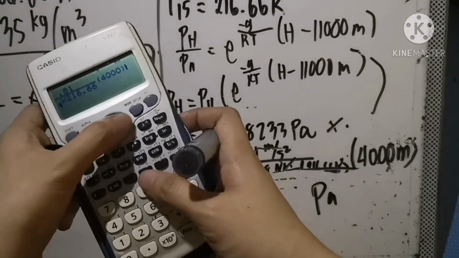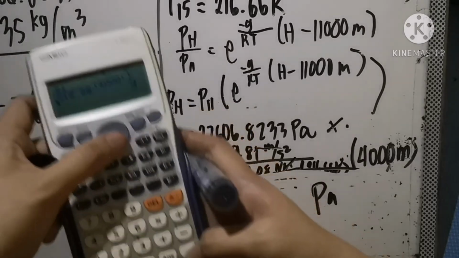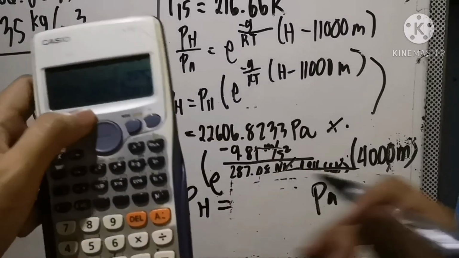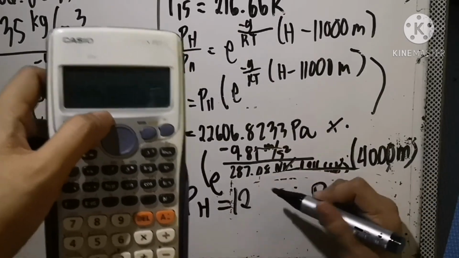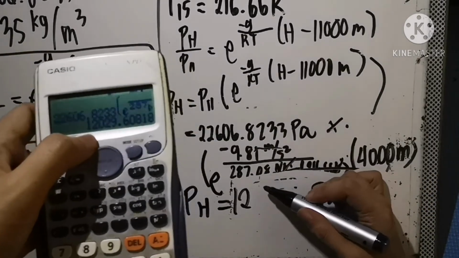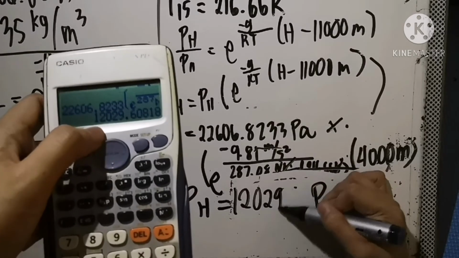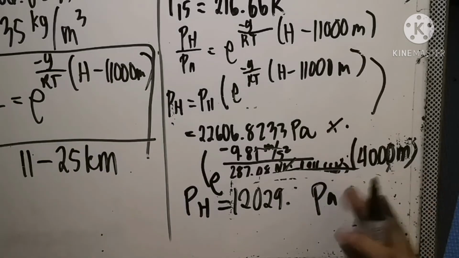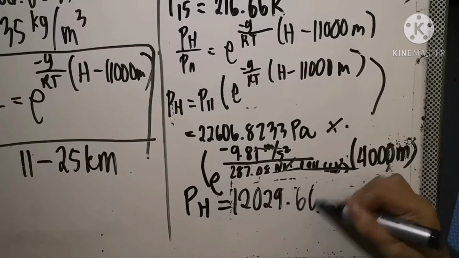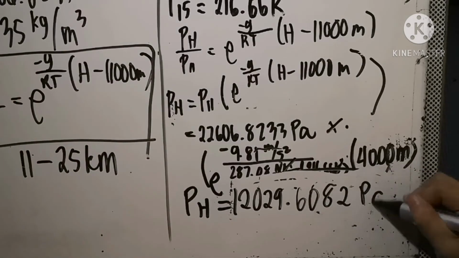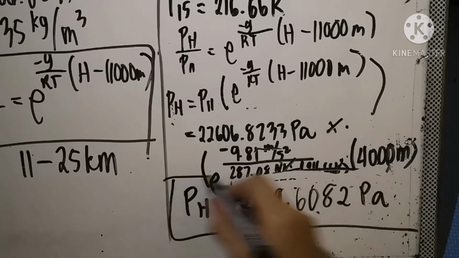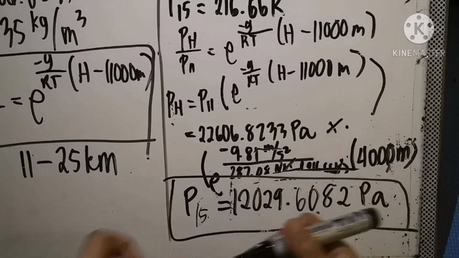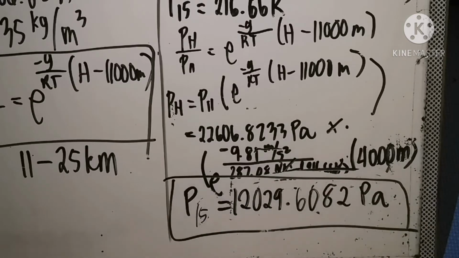So, let's see if the answer comes out. There you go. Your pressure will be 12,029.6082 pascals. So that will be your pressure at 15 kilometers.